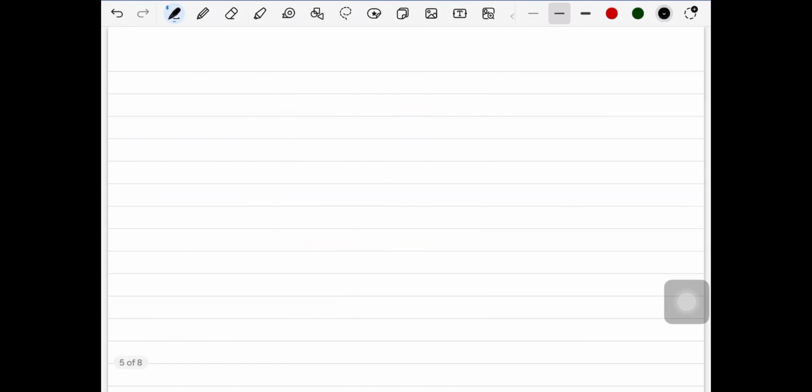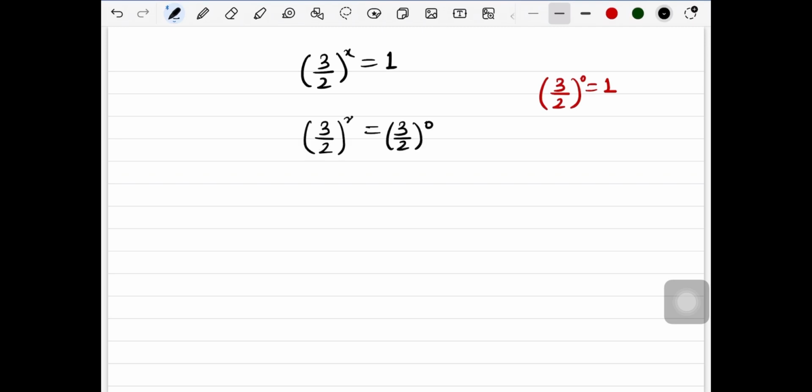So let's solve the other one. 3 by 2 to the power x equals 1. Can I write 1 in terms of 3 by 2? Yes, there is a property of exponents that any number to the power 0 has value 1. So in place of this 1, we can put 3 by 2 to the power 0, and this is 3 by 2 to the power x. Great. Now you can see that the bases are the same, so we can equate their powers. So I get x equals 0 as the solution.